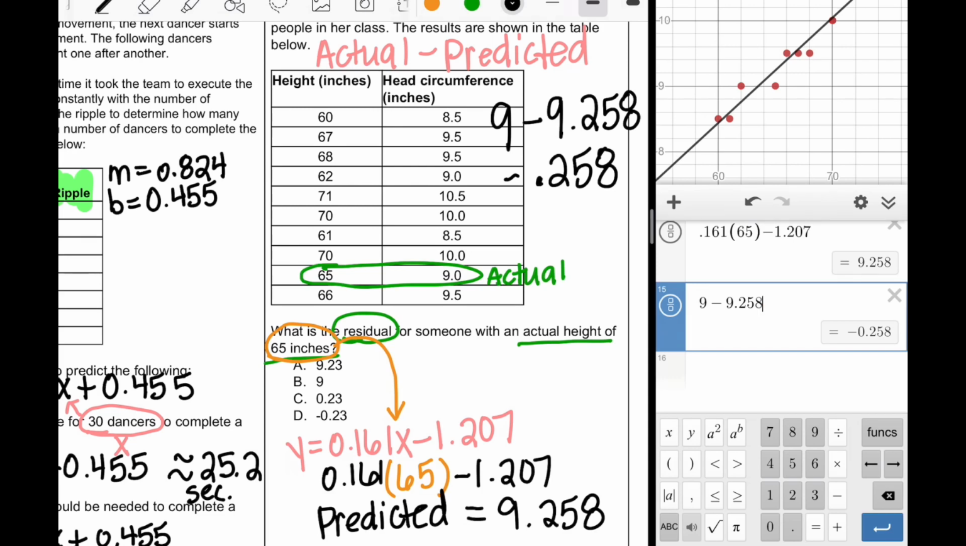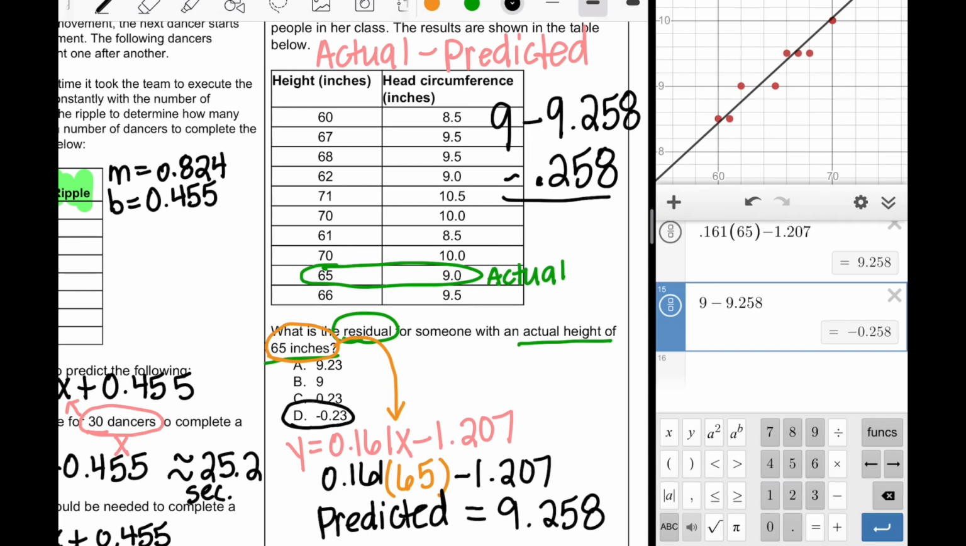So that means that my actual point was a little bit below the prediction, okay? And when I'm looking at it, they are a little bit different from what we got, and that's probably because of rounding, but close enough. If we're looking at negative 0.25, the closest value to that is going to be negative 0.23.